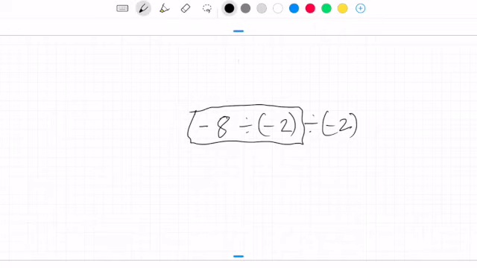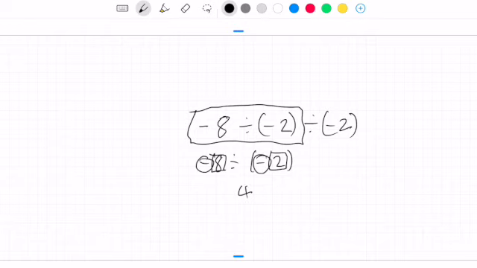First we look at the numbers, negative 8 divided by negative 2, without their signs. So we look at 2 and we look at 8. So it's 8 divided by 2, which is 4. And then we look at our signs. Two negatives make a positive. So it's positive 4.